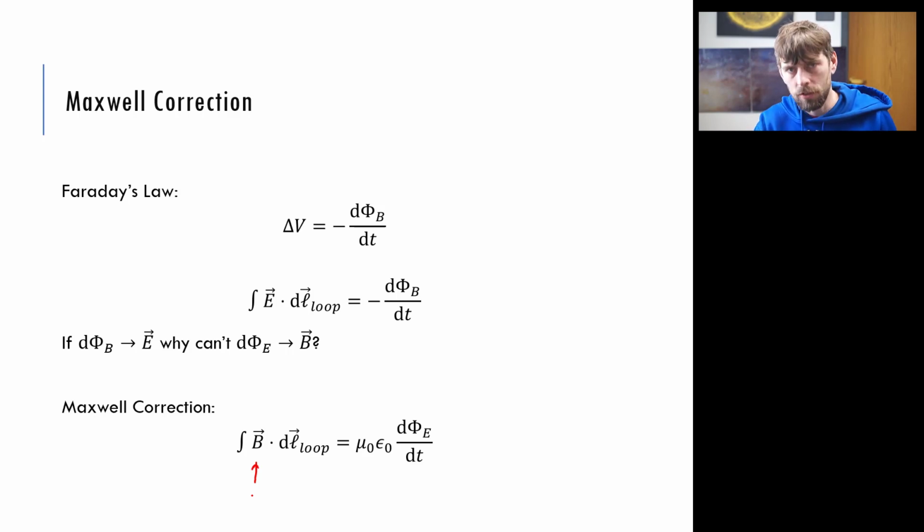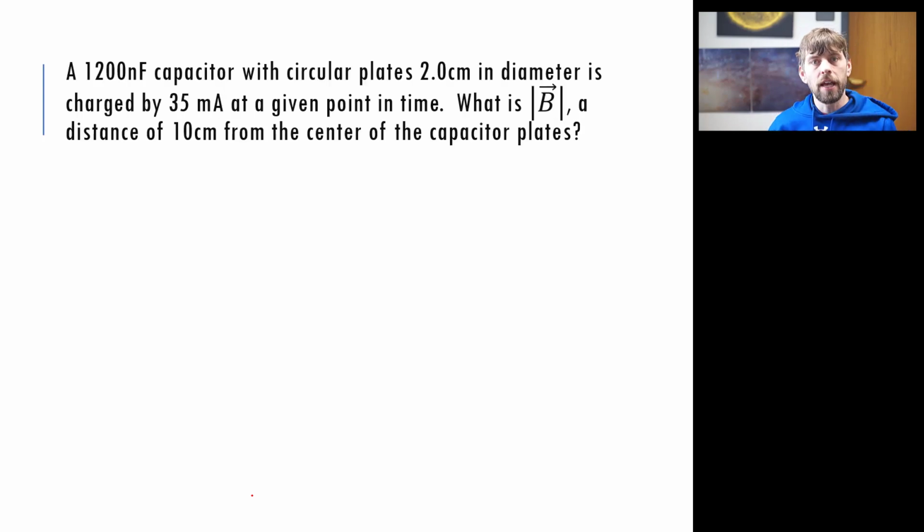So let's first of all take a look at what Maxwell's correction does for us. Here is a setup problem for you. A 120 nanofarad capacitor with circular plates 2 centimeters in diameter is charged by a 3.5 milliamp current at a given point in time. What is the magnitude of the magnetic field a distance of 10 centimeters from the center of the capacitor plates?